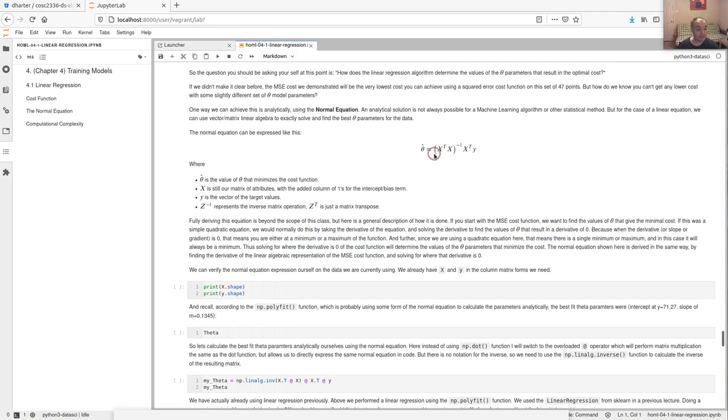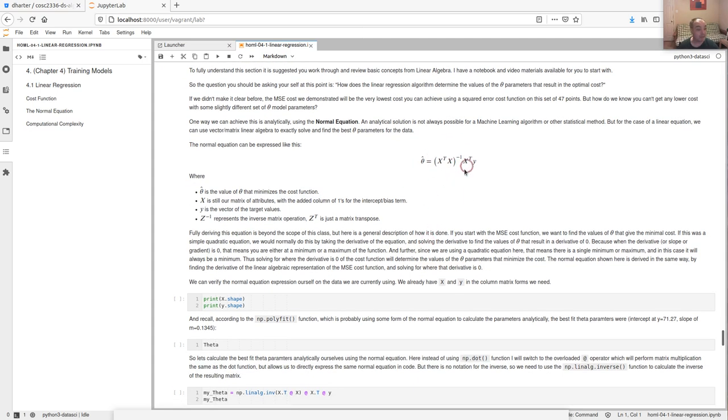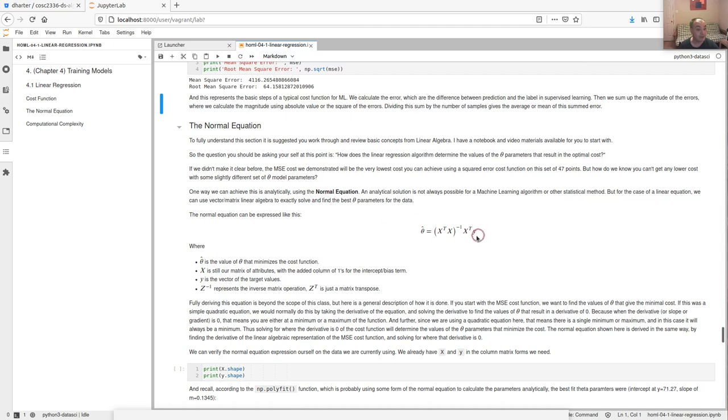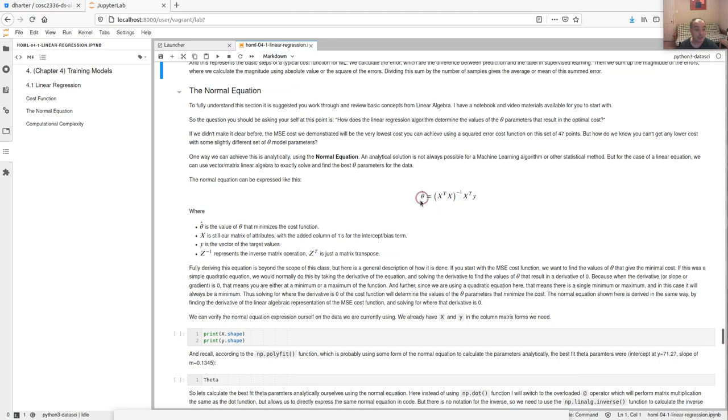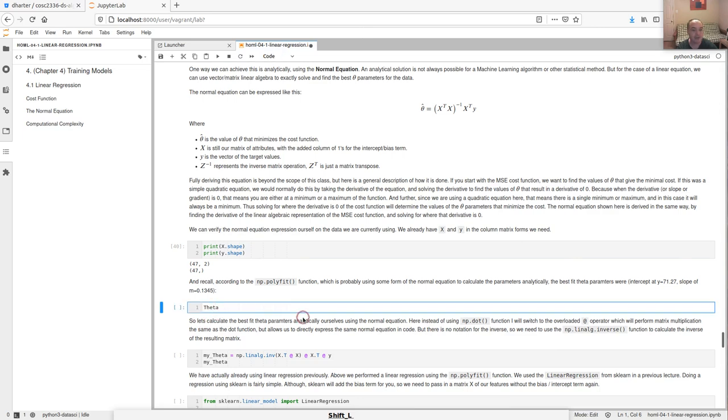And it turns out it's not always possible to derive the derivative of a cost function, and even if you can, it's not always possible to solve it, or at least not easily. But in this case, for linear regression using the root mean squared cost function, we can, right? So this expression, with a little bit of linear algebra, we can solve it. And in this part of the notebook, I show solving it by hand, right?